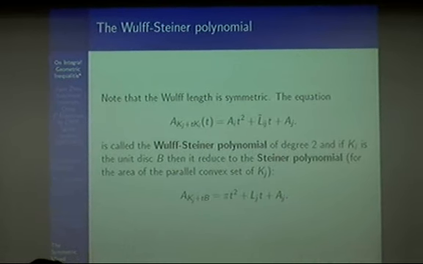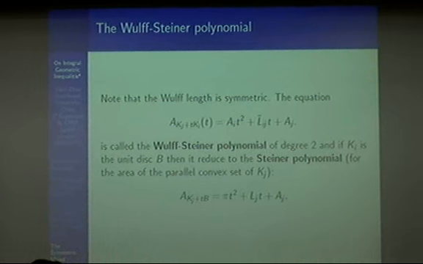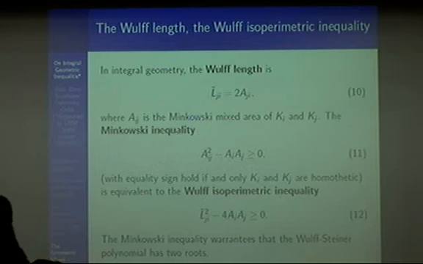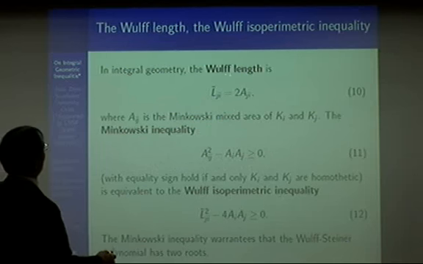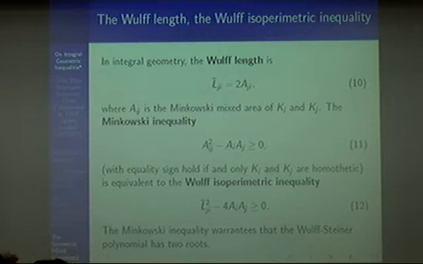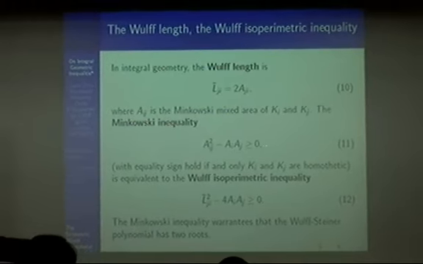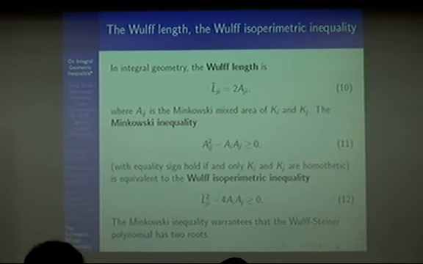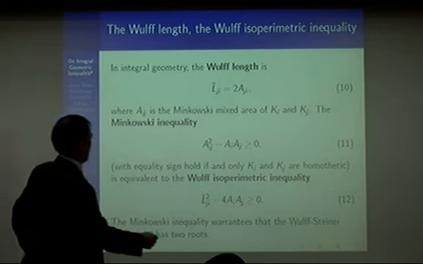The Steiner polynomial is known. It's in geometry, integral geometry. In integral geometry, the Wolff length is just called the mixed area. So therefore, we have a Minkowski inequality. The Minkowski inequality is Aij squared minus Aii Ajj, positive. So therefore, the equality sign holds if and only if Ki and Kj are homothetic. Homothetic means a translation and a dilation. So this is equivalent to the Wolff isoperimetric inequality.